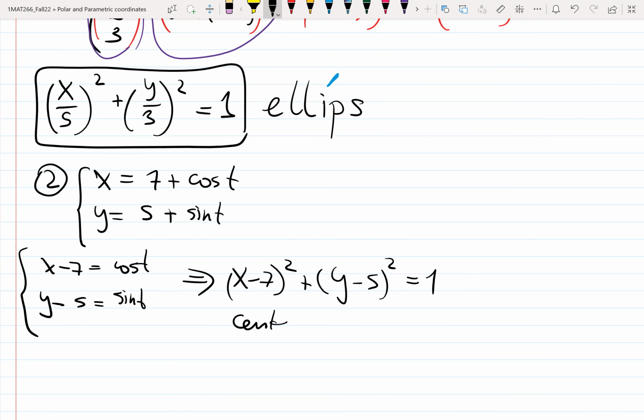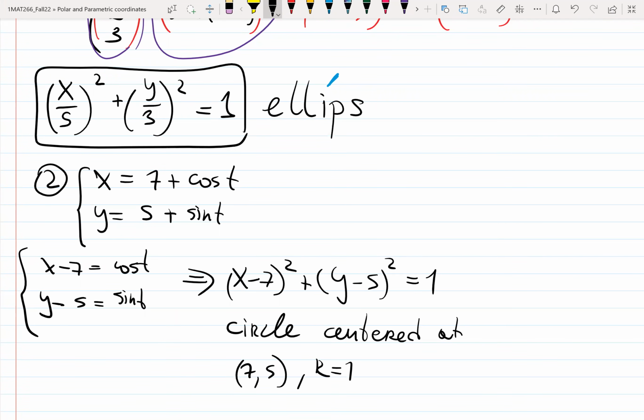That is the center. What shape? A circle. It's centered at, not 0, 0, that's what I want to say. It's a circle centered at 7, 5, radius 1. Does that make sense? What do you think about that?